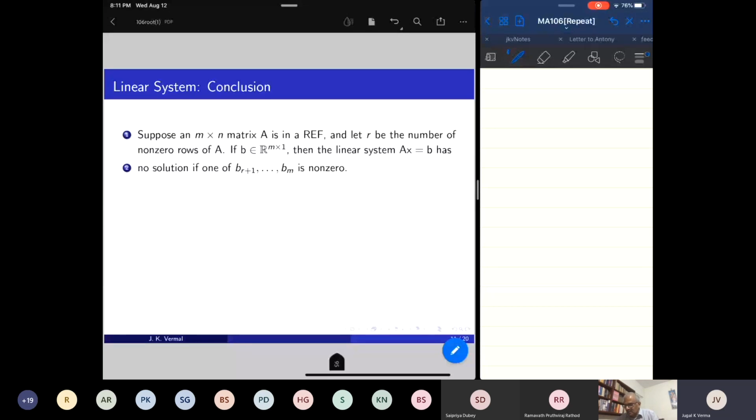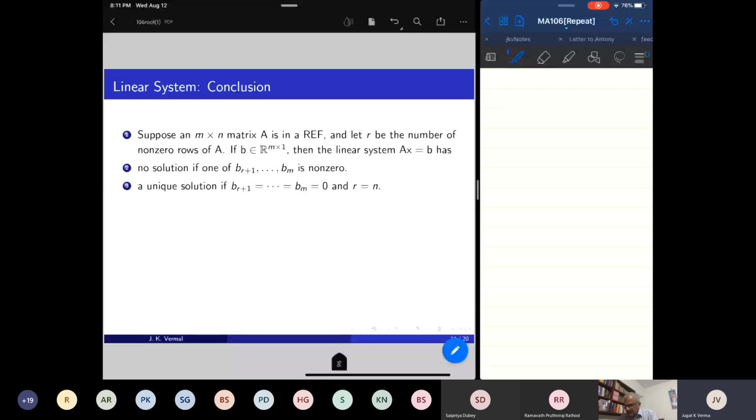If any one of them is non-zero, then I have an inconsistent linear equation: 0 equal to a non-zero real number. So that is an inconsistent equation. So there is no solution if one of the b_{r+1}, ..., b_m is non-zero. And so assume that they're all zero, so the consistency condition is satisfied.